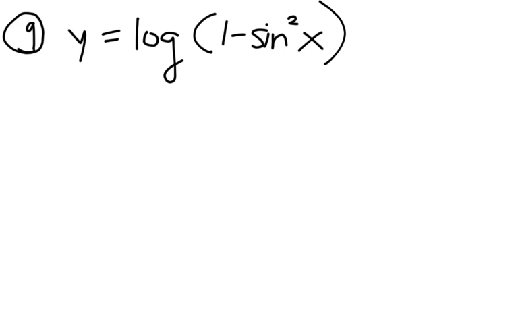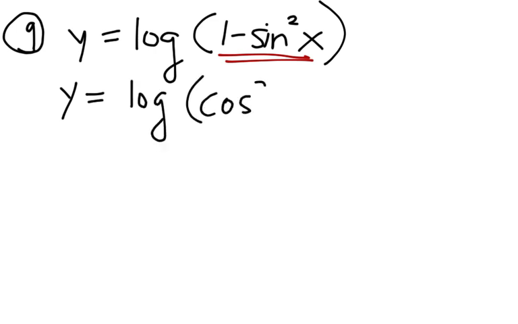The first thing I would do is simplify this equation so that it's easier to differentiate. You might remember from pre-cal that 1 minus the sine squared of x is a Pythagorean identity, and it is equal to the cosine squared of x. So that simplifies this problem.